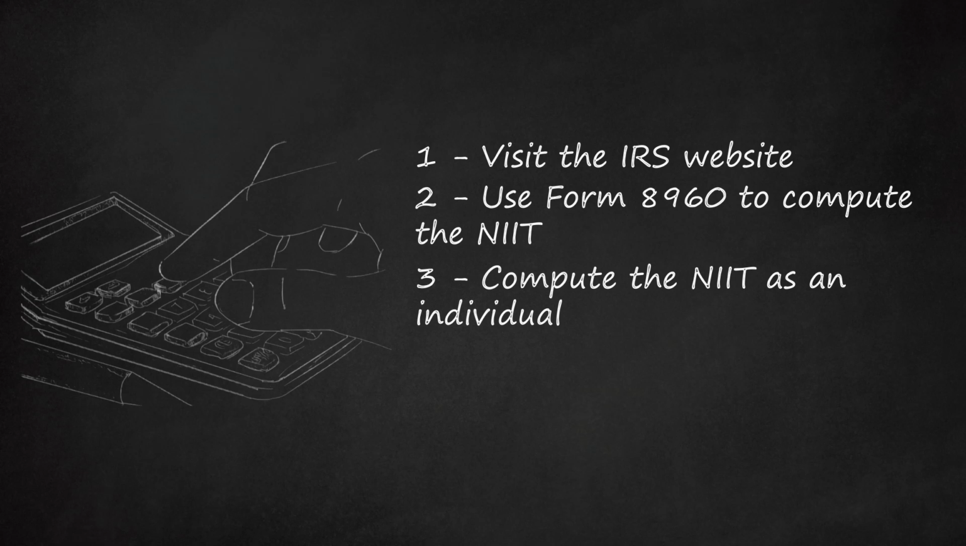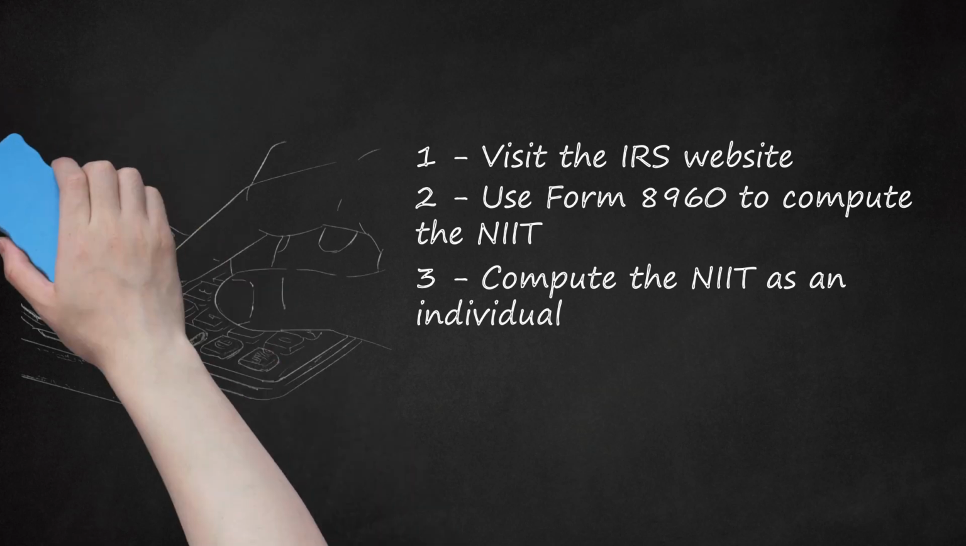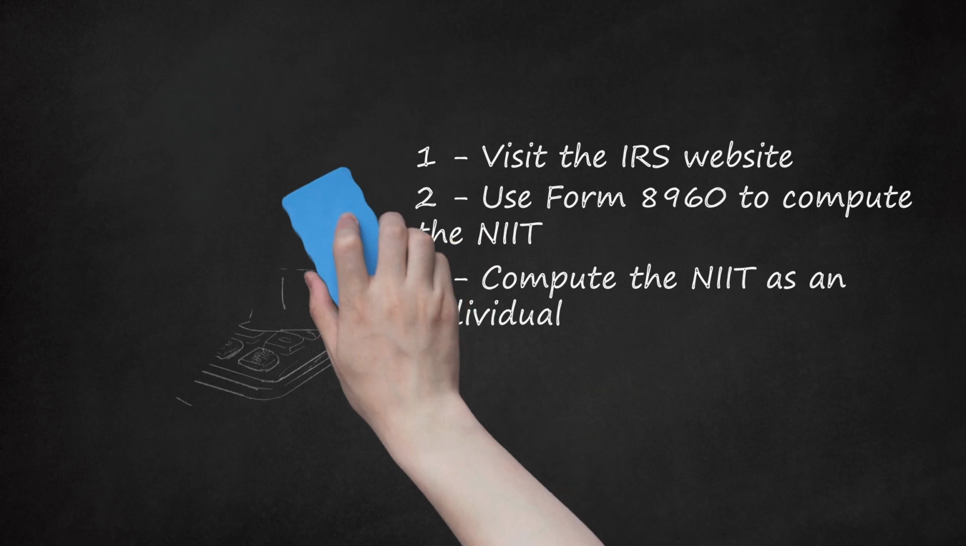MAGI of $300,000, your line 13 value, and your threshold is $200,000, your line 14 value. When you subtract $200,000 from $300,000, you get $100,000, your line 15 value. If you compare $70,000 and $100,000, $70,000 is the smaller number. Therefore, you will input $70,000 in line 16. When you multiply $70,000 by 0.038, you get the NIIT of $2,660.